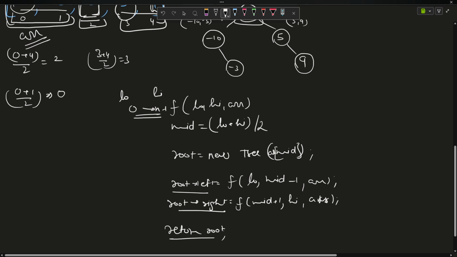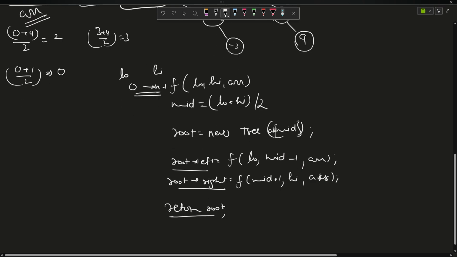You should remember this till the end of the live now. Okay, so what did we do? We found the mid value. Why mid value? Because we wanted the height balance property to be followed. Then we made a root node. Then we constructed a left subtree. Then we constructed the right subtree. You can interchange them. These two are interchangeable, right? After that, we just return the root.